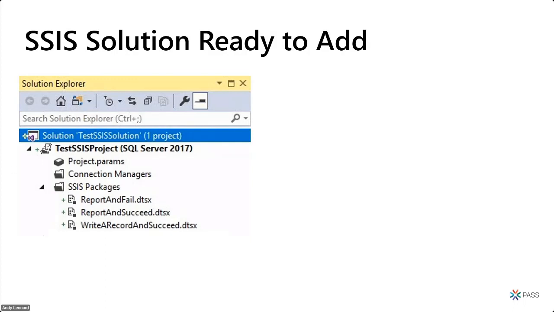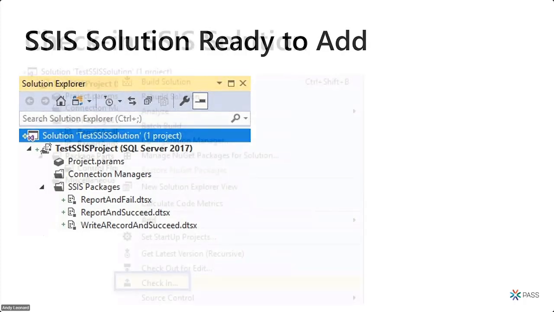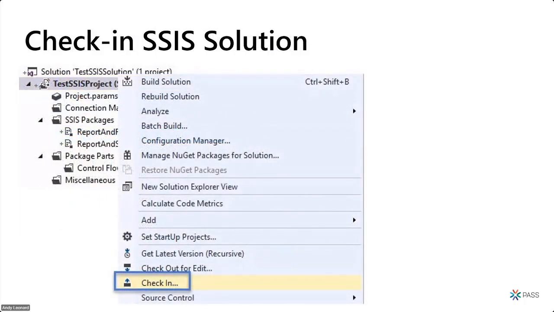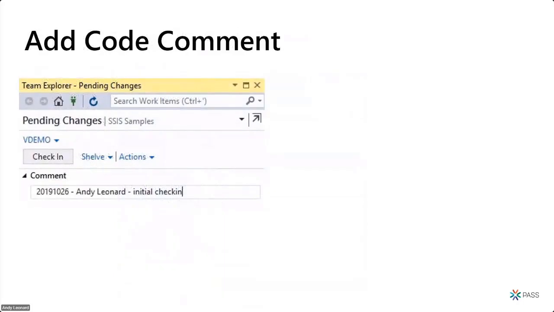In operation, they work differently under the hood. And now it's time to do a check-in. I right-click and click check-in here, and I can do that at the solution or the project level as I've got here. When I click check-in, I put in a message here. By the way, do put in code comments when you do a check-in.